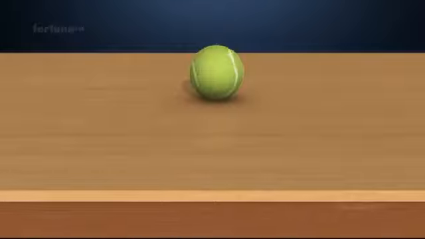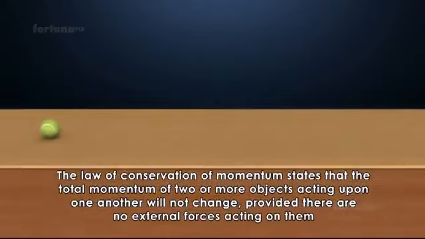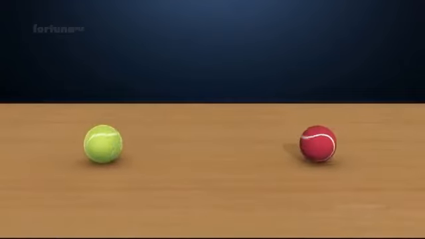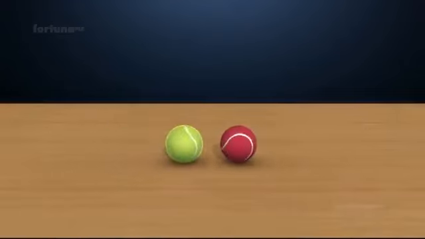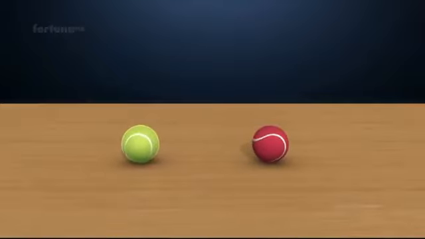Because all objects have mass, any moving object will also have momentum. The law of conservation of momentum states that the total momentum of two or more objects acting upon one another will not change, provided there are no external forces acting on them. In other words, when two objects collide, their total momentum before the collision will be the same as the total momentum after the collision.